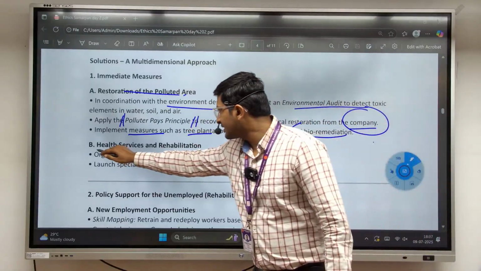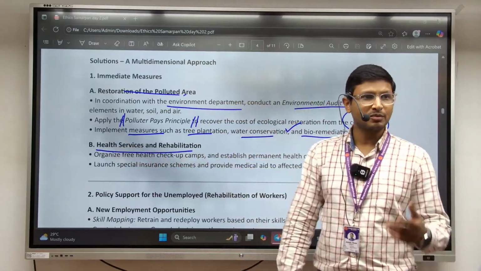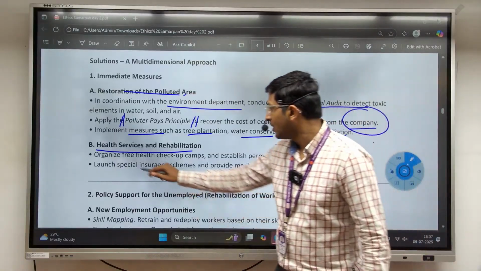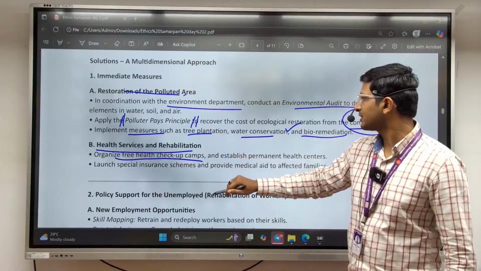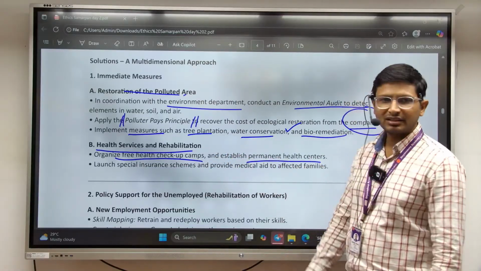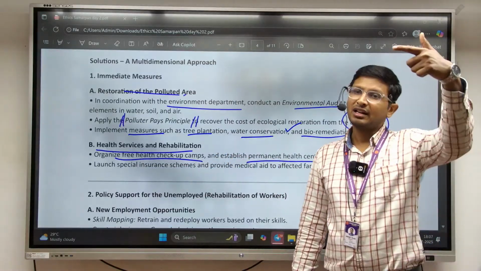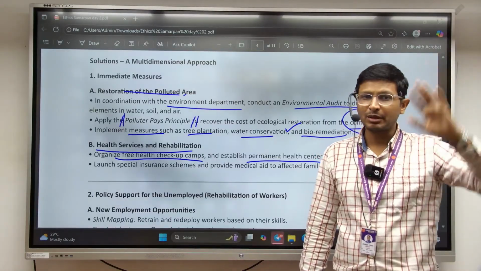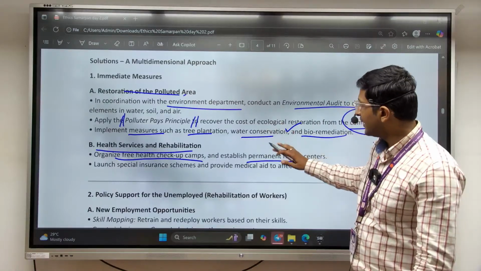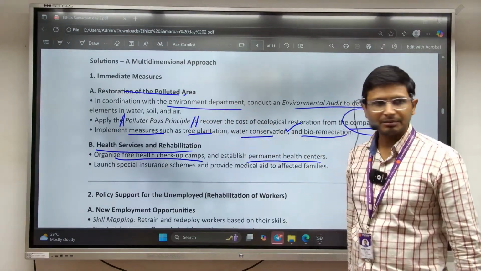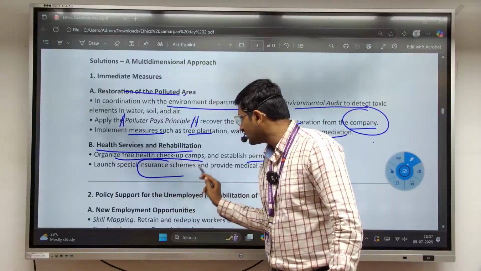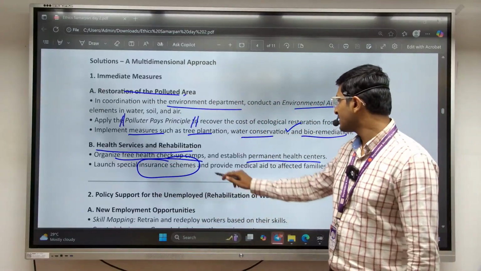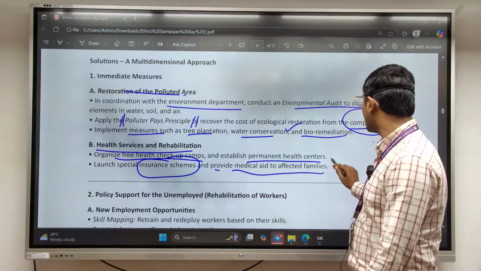Then health services and rehabilitations, because we know people are getting affected, so you have to do that. Organize free health checkup camps, establish permanent health centers, because the health of some people is affected permanently. Okay, so permanent health camps भी होंगे, health checkup भी होगा. Special insurance schemes भी launch करनी पड़ेगी. Those people who are affected, they should get the insurance also. Provide medical aid to affected family.